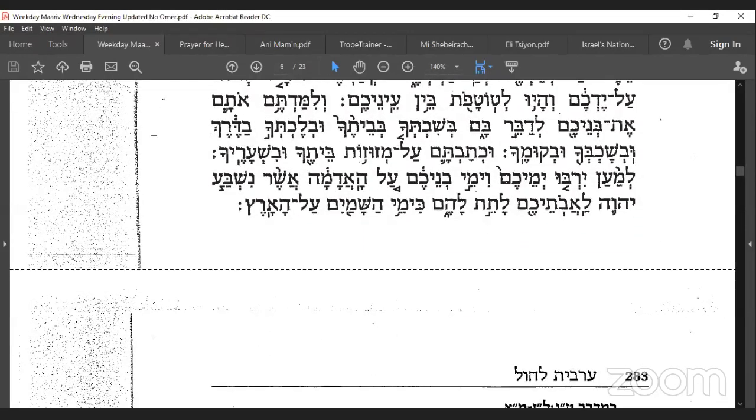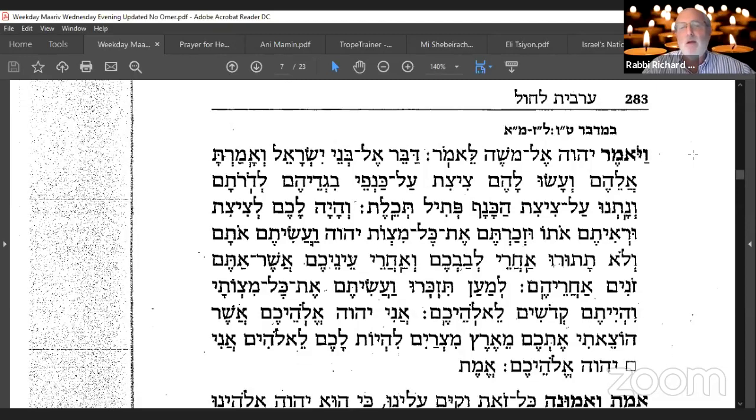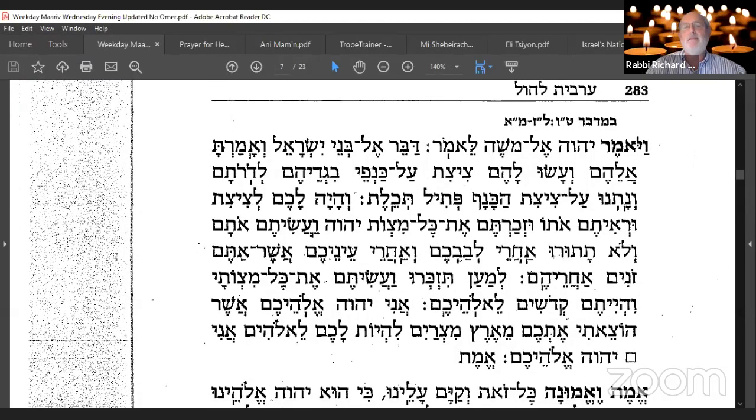If Rabbi Horowitz is with us, he will now lead us in the Vayomer. Again, we will be reading it, not chanting it.